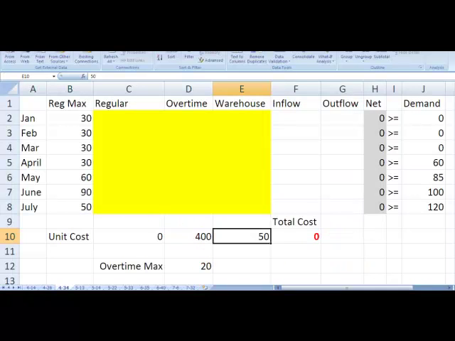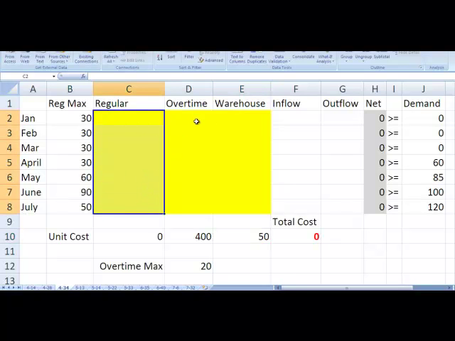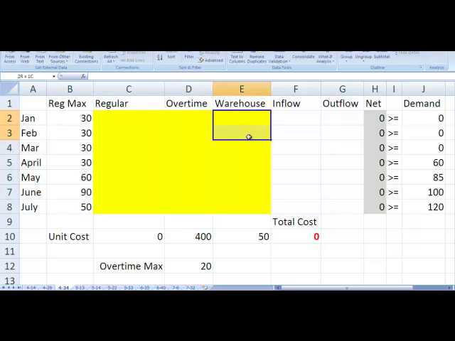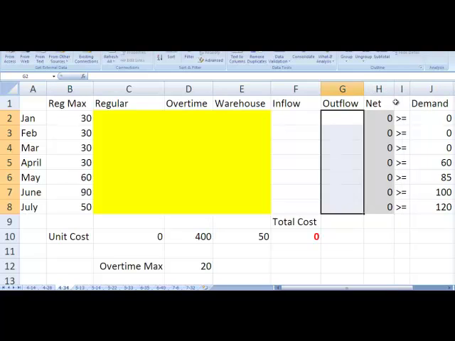Now, taking this into our spreadsheet, we've got decision variables for regular production, overtime production, and warehouse storage. Notice that I am allowing overtime production in every period. It's very likely that we're not going to require overtime production during those periods. I'm going to calculate the inflow and the outflow for each period. Inflow minus outflow will give me my net flow for each period.